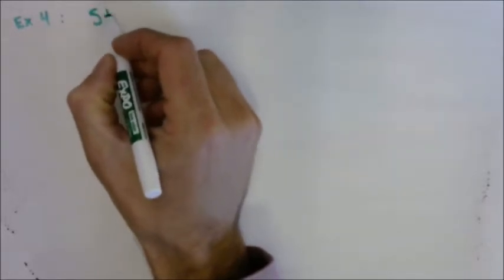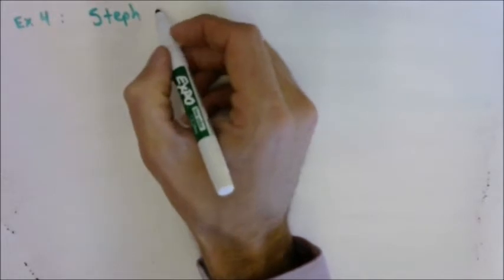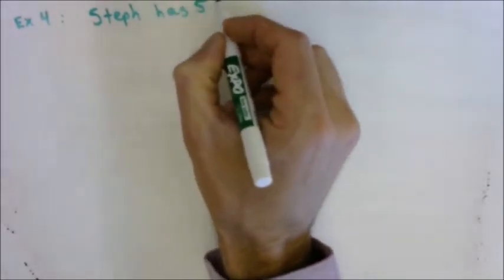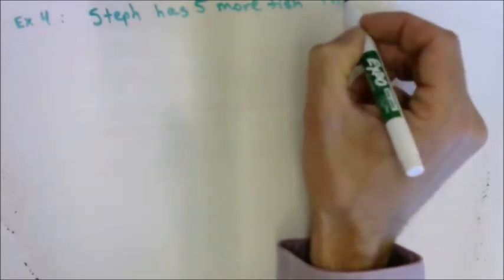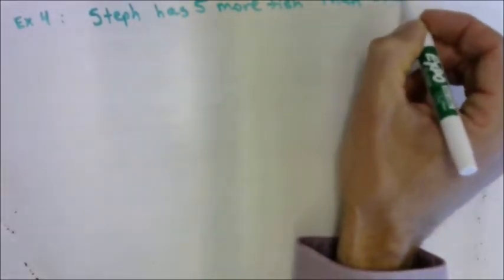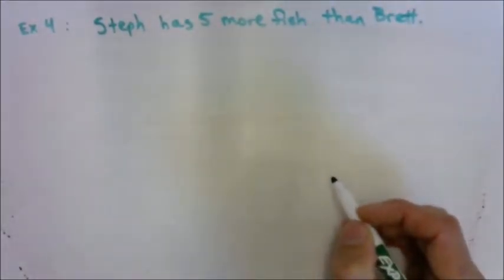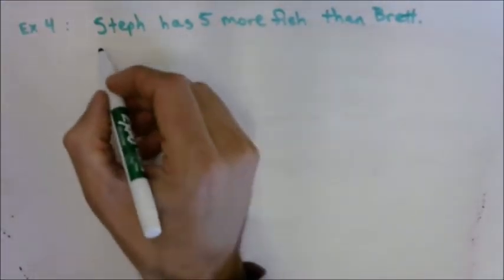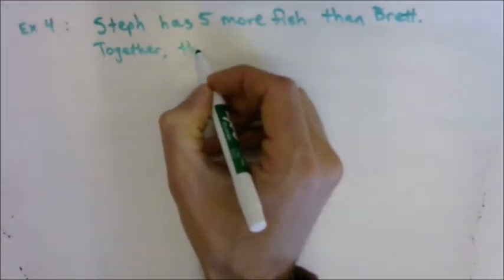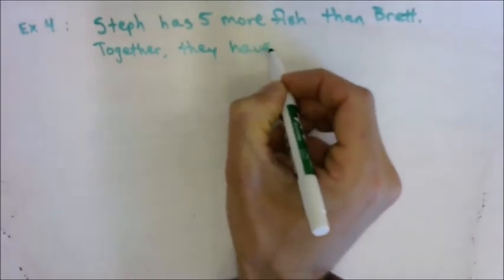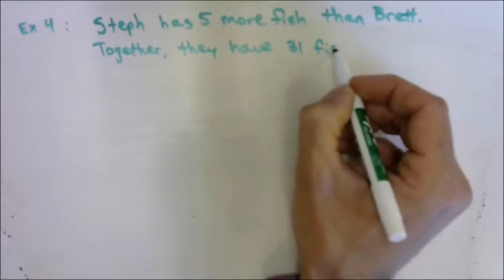It's a word problem where we're going to be solving a system of linear equations. We have Stephanie has 5 more fish than Brett. I'm just kind of summarizing the information. Steph has 5 more fish than Brett. Together, they have 31 fish.